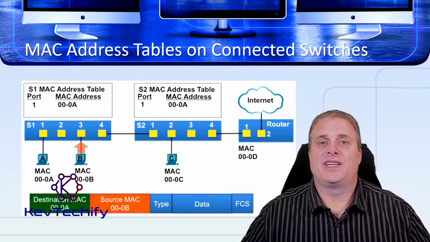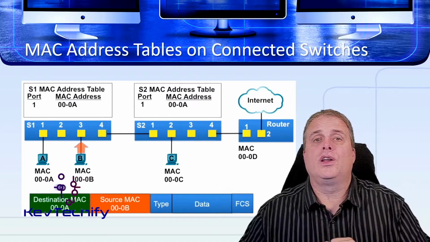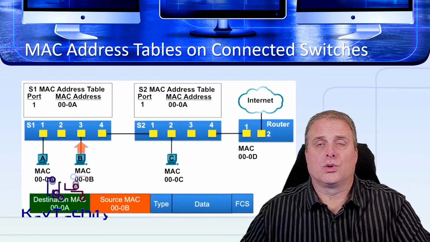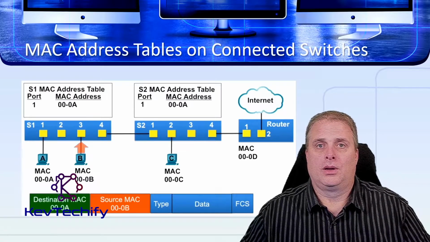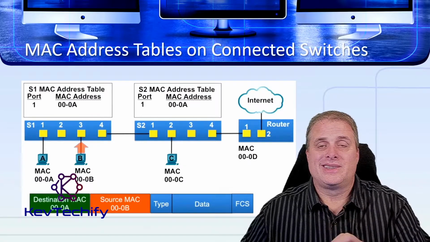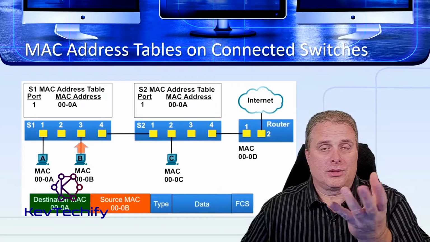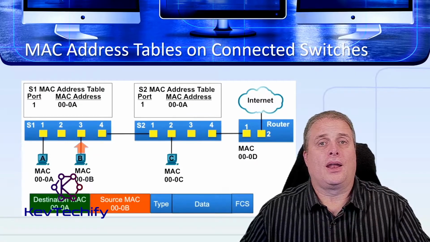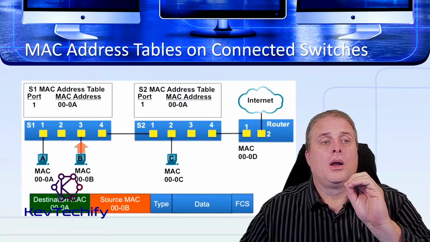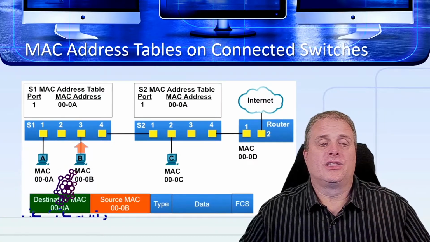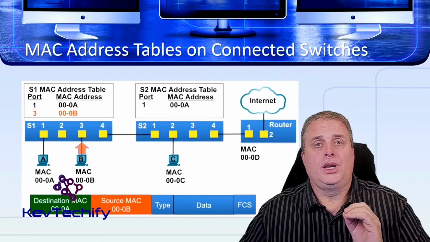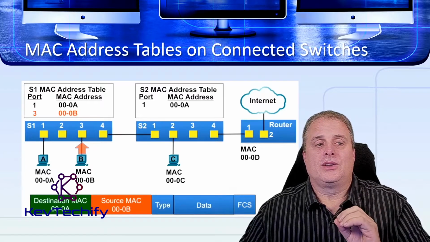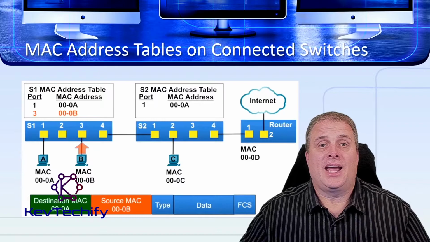Switch 1 receives that in. First thing switch 1 does is it looks at the source MAC address of this new frame. The source MAC address is 00B. Looks at the MAC address table. Do I have an entry for 00B? No, I do not. Let's update our MAC address table by adding in this new record. Port 3 has the MAC address of 00B attached to it.